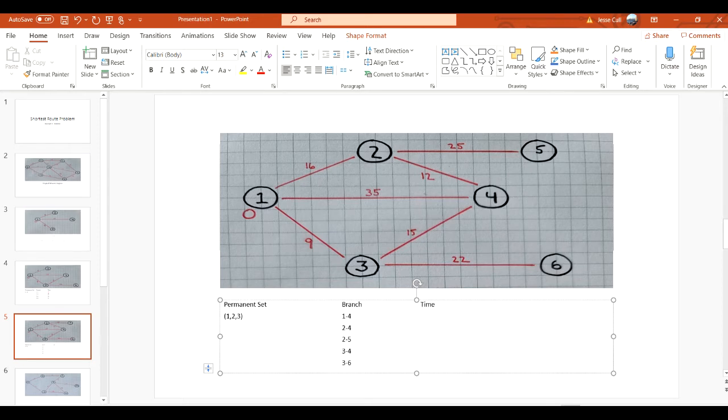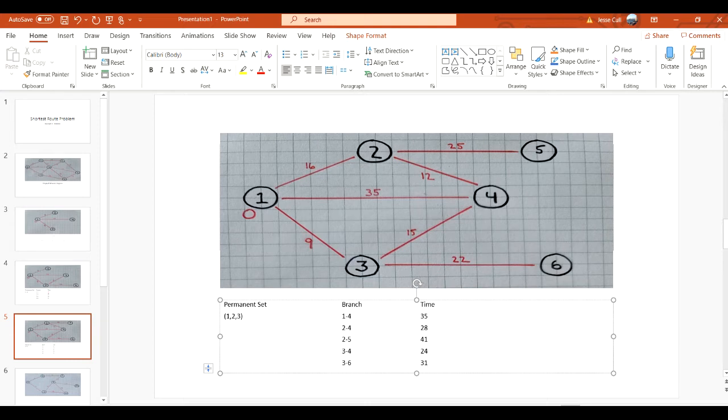And in this situation, 1, 4 is 35. 2, 4 is 16 plus 12, 28. 2, 5 is 16 plus 25, 41. 3, 4, we already found, is 9 plus 15, 24. And 3, 6 is 9 plus 22, 31.